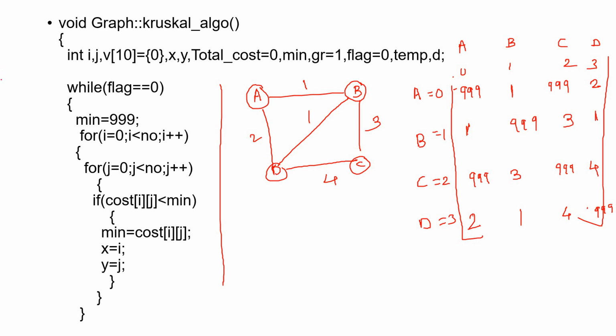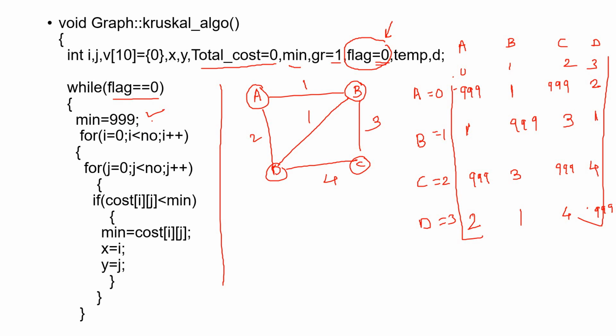Let's start. Initially I have declared some variables, like the total cost of the minimum spanning tree. Initially it is equal to 0. After that gr is equal to 1 and flag is equal to 0. So what is the use of flag? Let's say that we have not visited any vertex up till now, so flag is equal to 0. While flag is equal to 0, until we visit all the vertices, we need to continue this operation. So minimum is equal to 999. Let's say that the minimum cost is 999, so we are setting it to the maximum value.